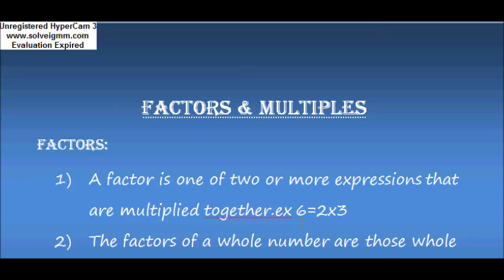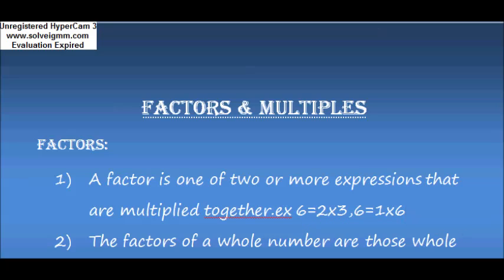We can write 6 in this form also: 6 equals 1 into 6. So here the factors of 6 are 1 and 6. Whenever we multiply 1 with 6, we get 6. Here also the factors of 6 are 2 and 3. Whenever we multiply 2 with 3, we get 6.